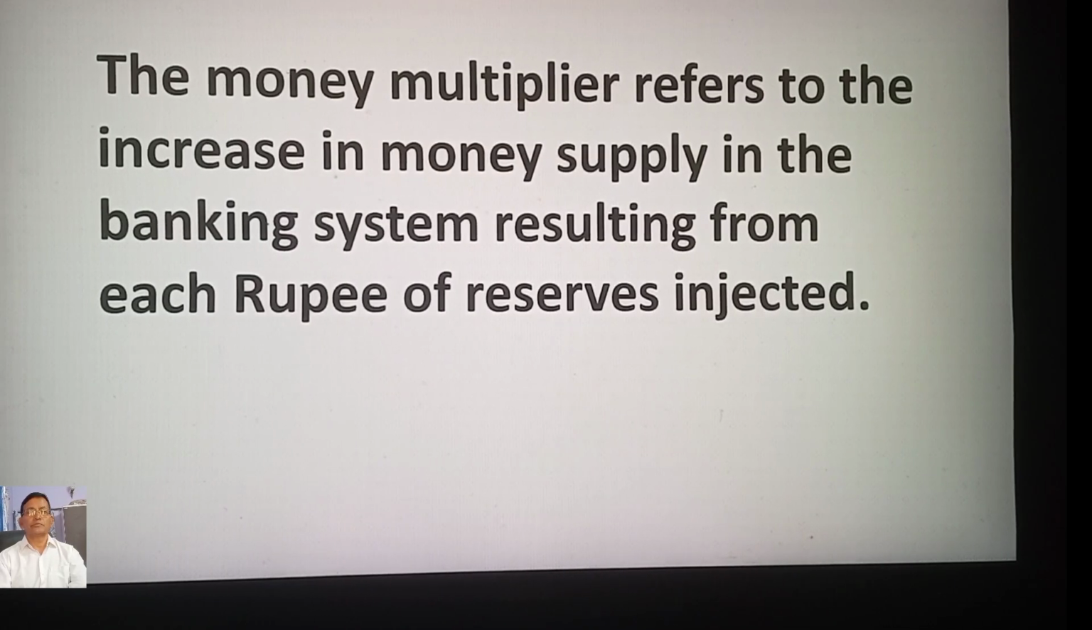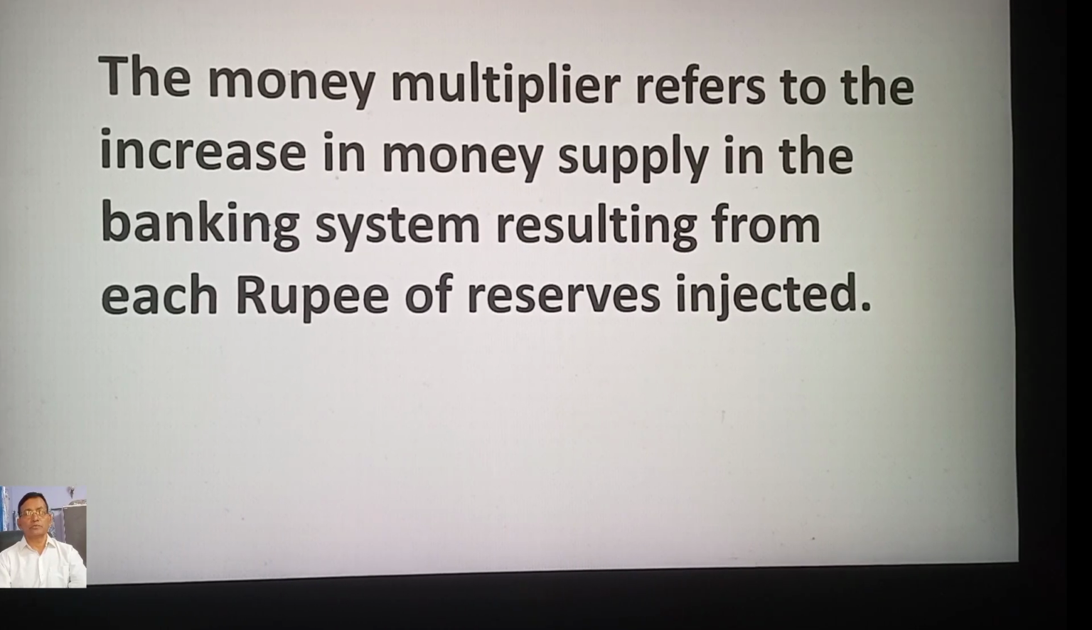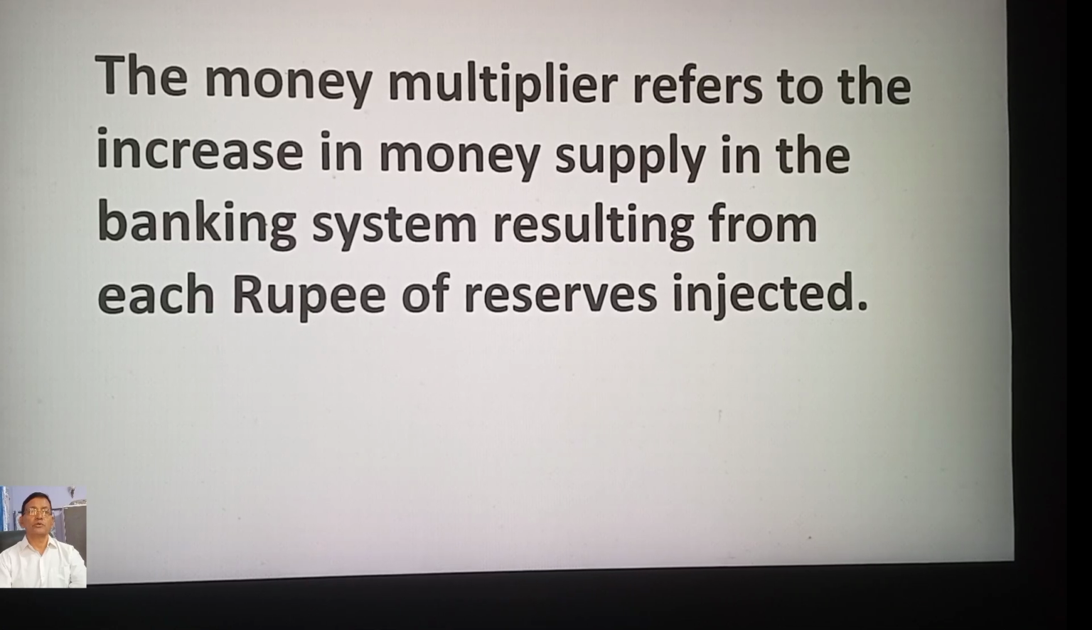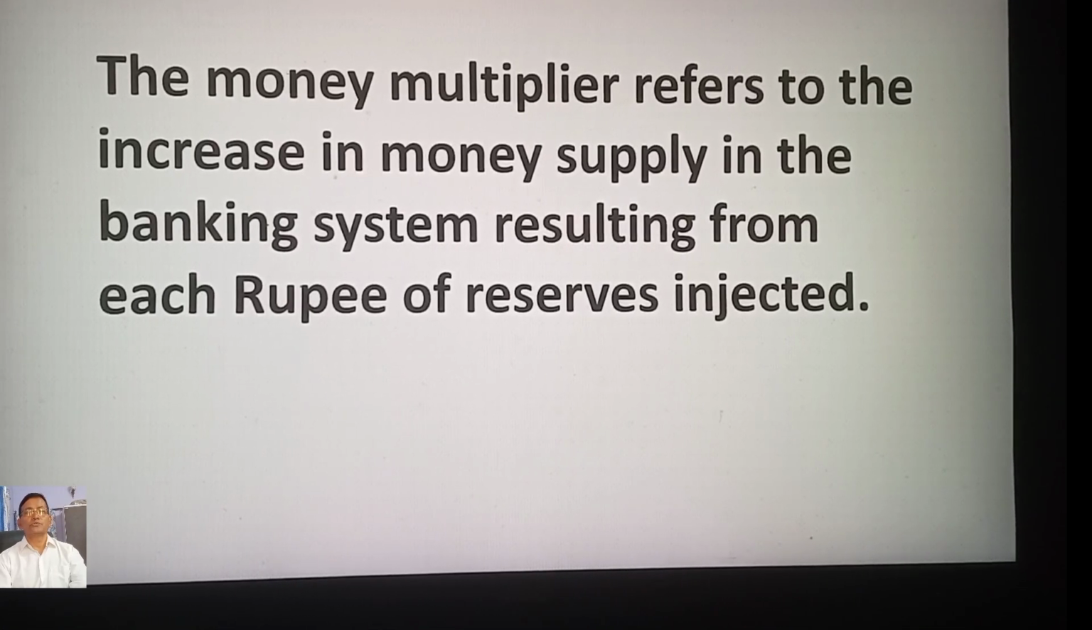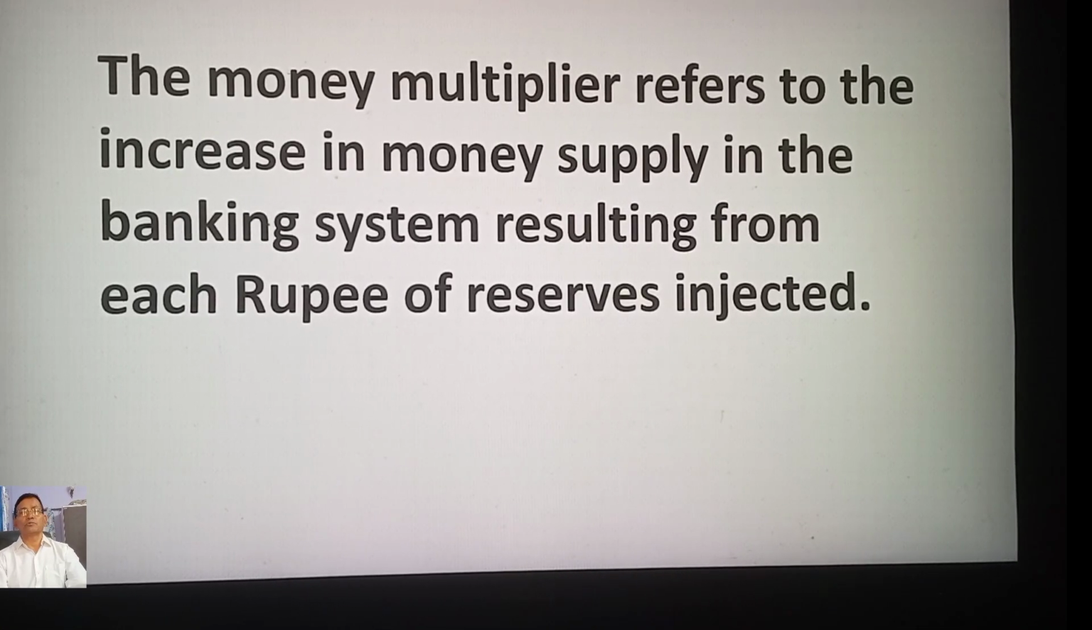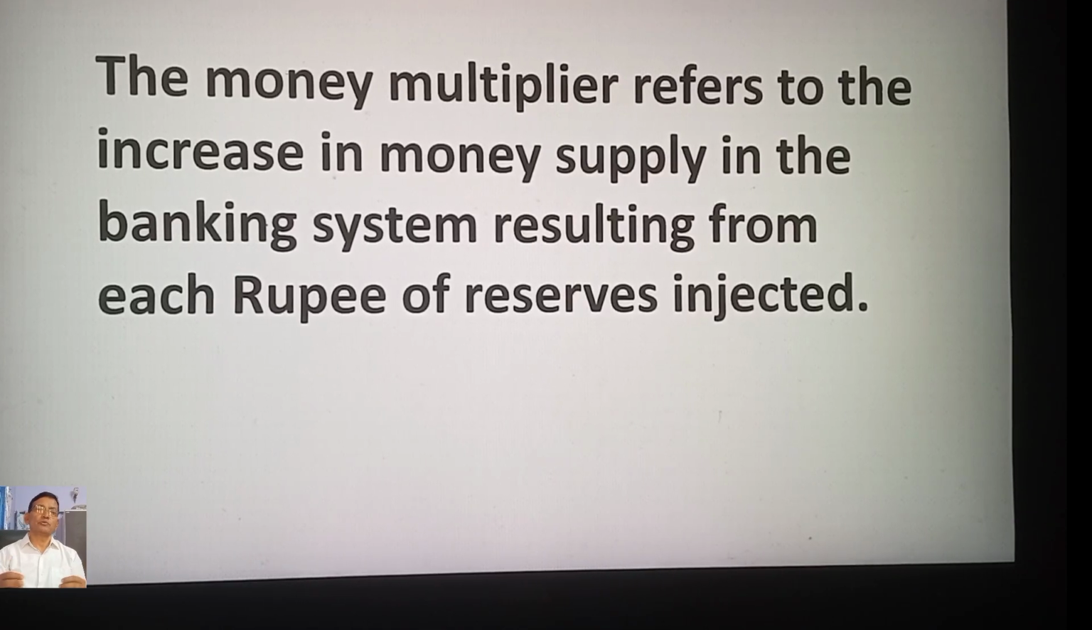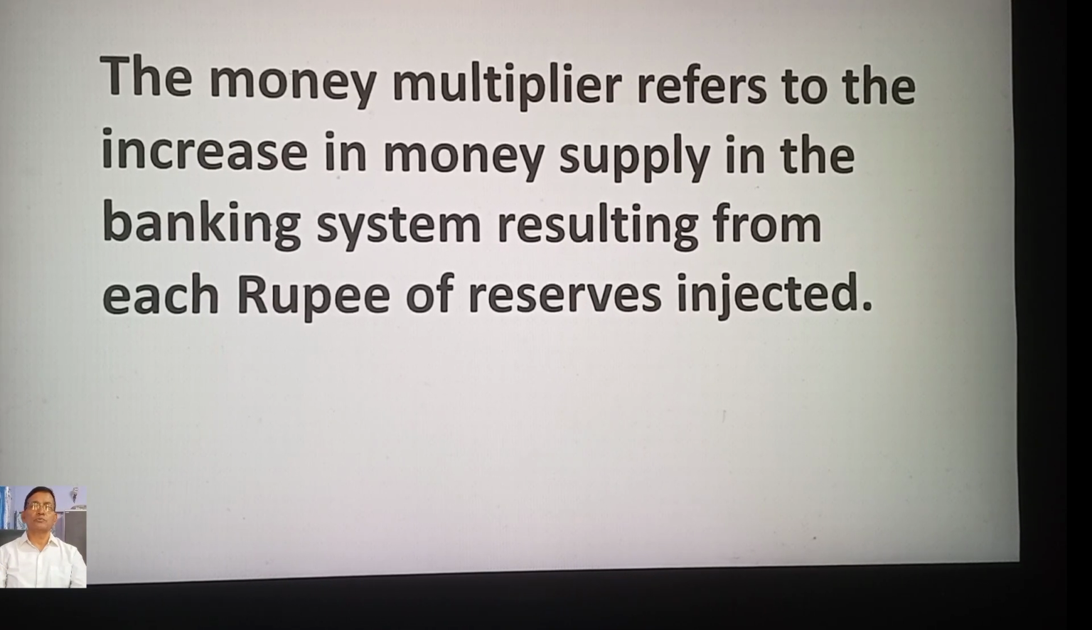The money multiplier refers to the increase in money supply in the banking system resulting from each rupee of reserves injected. Commercial banks are required to hold a percentage of deposits as reserves known as the reserve ratio.